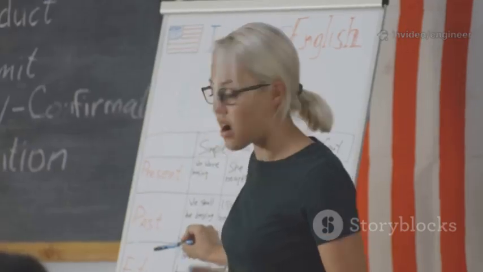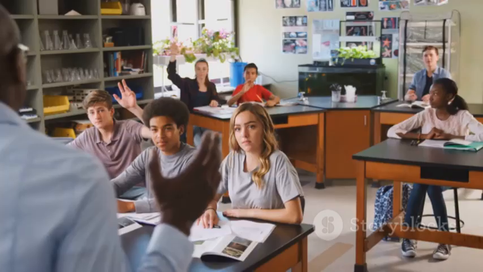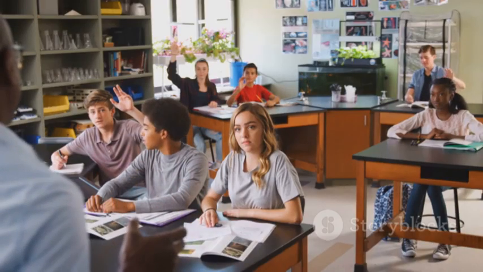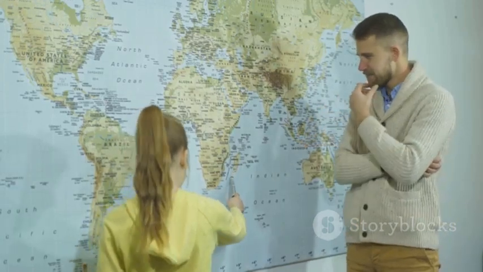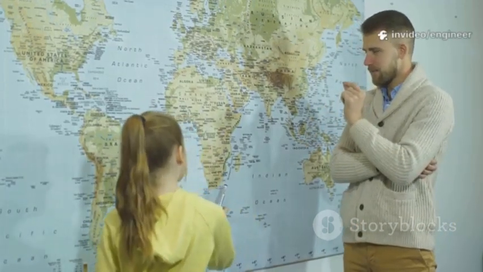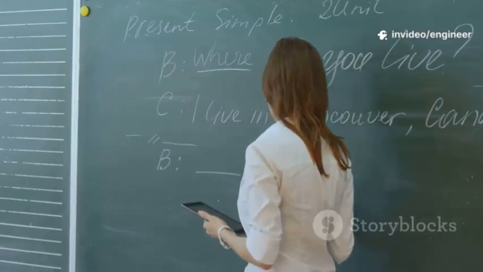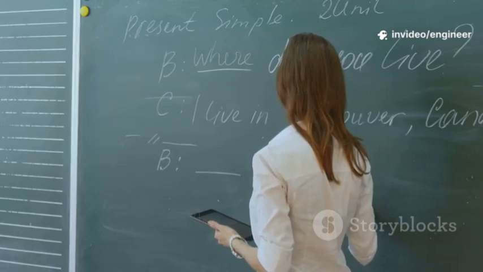The verb to be is one of the most important verbs in English. We use it to describe people and things. It tells us who someone is, what something is, or where something is. For positive sentences, we use the forms am, is, and are.